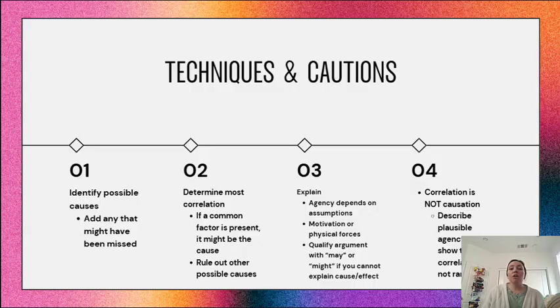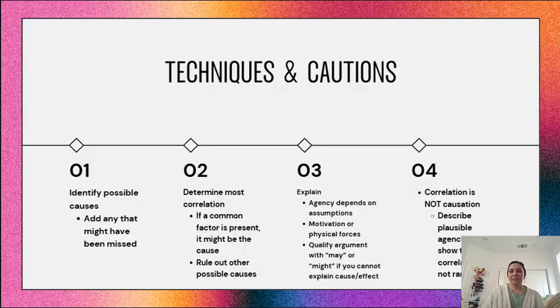And then you also determine the most correlation. As I said previously, factors are not always causes. If a common factor is present, it could be the cause, but it might not be. And so you have to rule out other possible causes in order to determine if a particular factor is actually a cause.